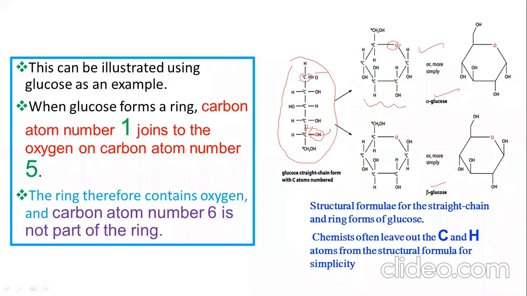And ring form, you have to know, we have two ring forms. One is alpha glucose, another is beta glucose. Is it okay? And this depends on carbon number 1. If this hydroxyl group is down from carbon number 1, that will be alpha glucose. If the hydroxyl group is up from carbon number 1, that will be beta glucose. This is an important point that you have to know.